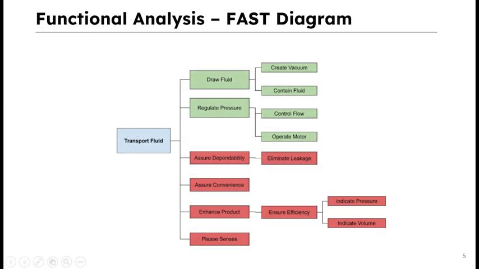Here, we are showing you the FAST diagram of the gear pump. This includes the various functions that the gear pump must execute in order to successfully move the fluid to the correct place. The task function of the pump is to transport fluids, which is done by two major primary functions: drawing the fluid and regulating the pressure. We have other secondary functions like assuring dependability, eliminating leakage, and so on, as shown in the diagram.